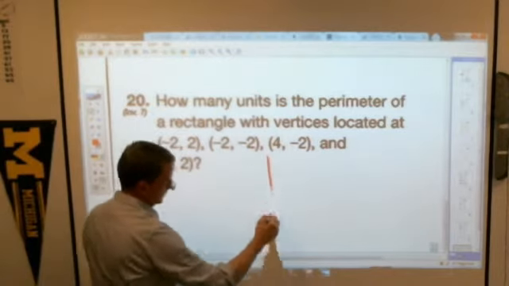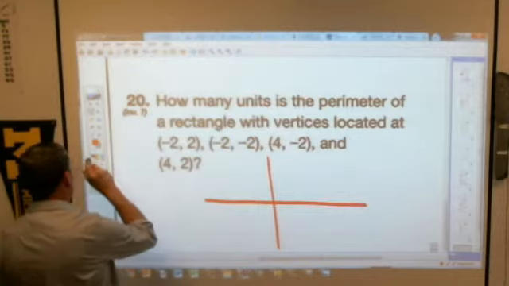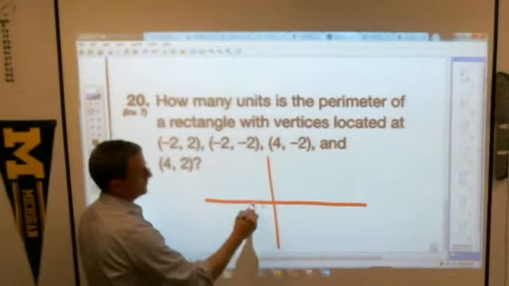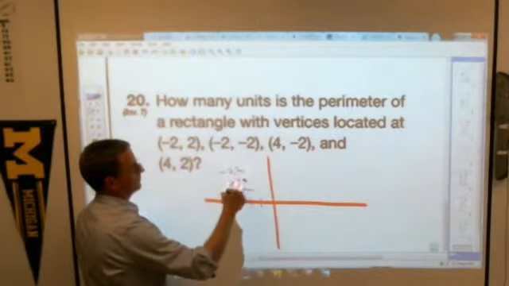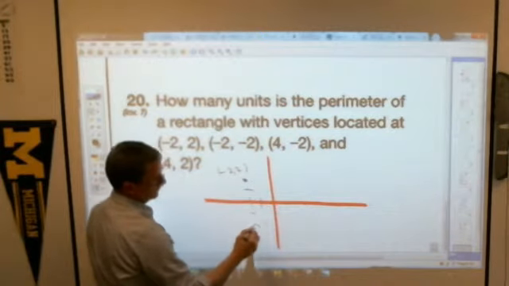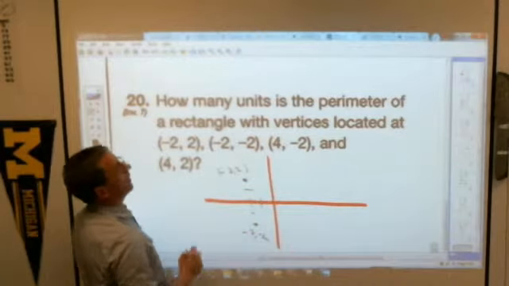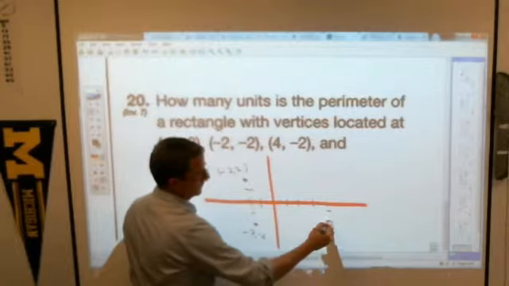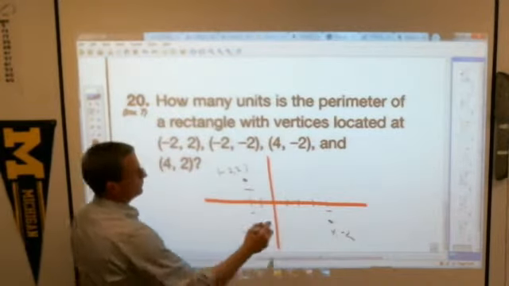Now let's see if I can do this here. You will do this on squares, I will not. But I can probably do it a little nicer than you. Negative 2, 2. You had this as your point there. Mm-hmm. 2, negative 2, negative 2. So that's right here, right? 4, negative 2. 1, 2, 3, 4, negative 2. And 4, 2.